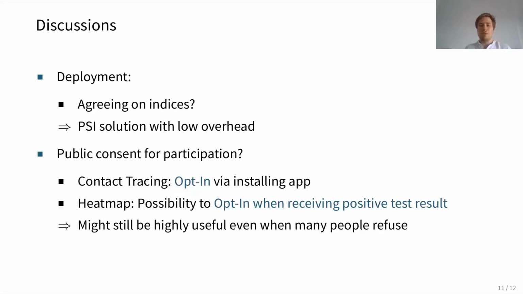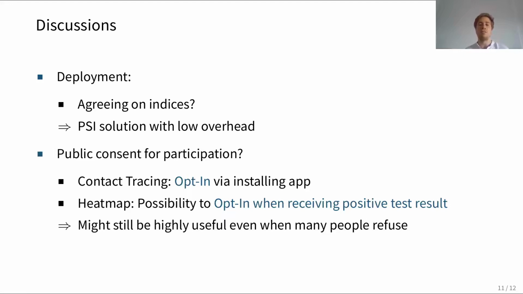But when we want to deploy this in practice, we need to discuss some properties of the protocol. On one hand, what we have seen in the beginning is that the health authority and the mobile network operator need to agree on some indices, so to say that ID1 corresponds to this person and so on. If we wouldn't do that, then the mobile network operator wouldn't be able to construct the correct matrix. And in the paper we discuss that we can use existing private set intersection solutions for this agreeing on indices part, and this adds comparably low runtime and communication overhead to the rest of the protocol.